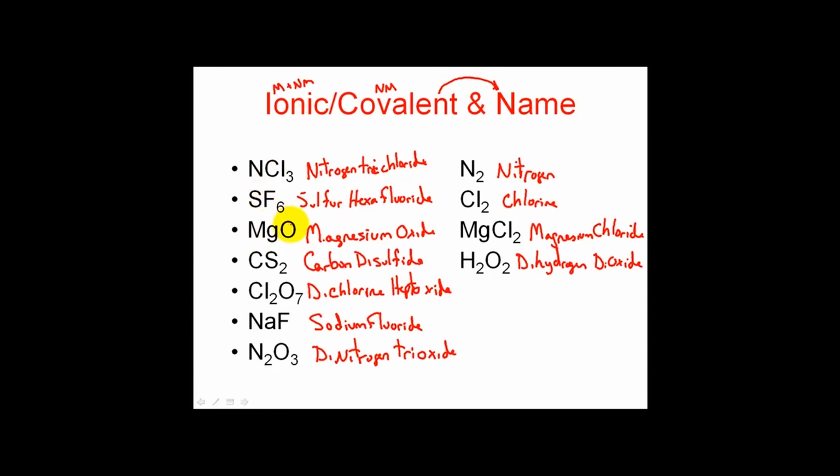The ionic compounds were magnesium oxide, sodium fluoride, and magnesium chloride. Those compounds I did not need to use the prefixes for. All the other ones I obeyed the prefix rules, and you'll see them as that.